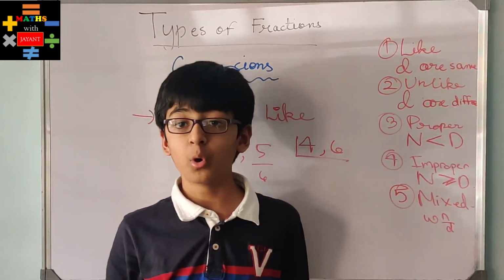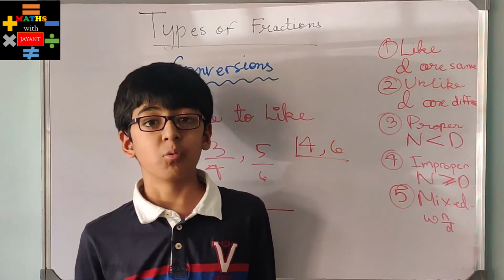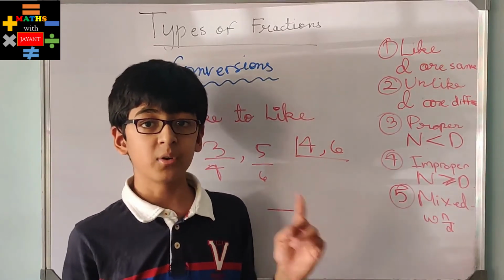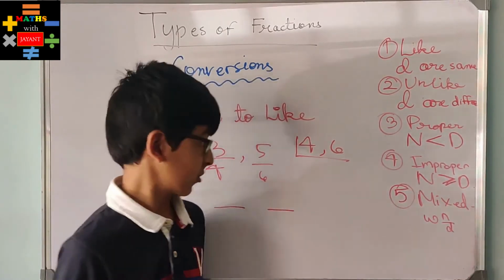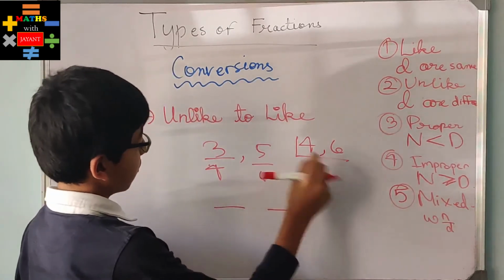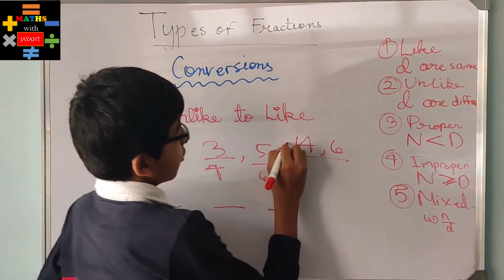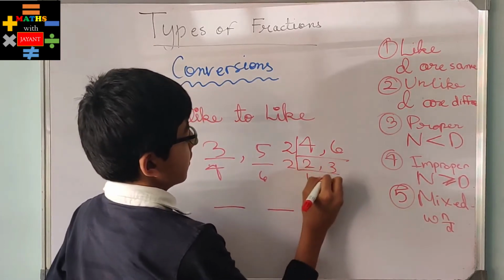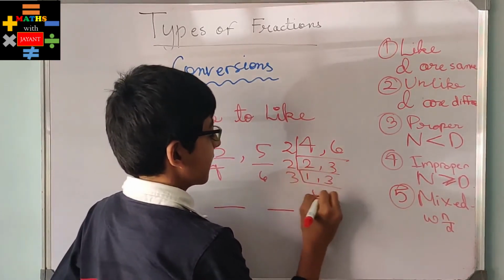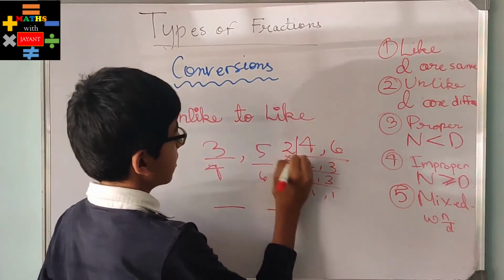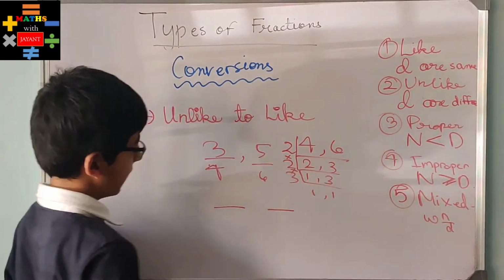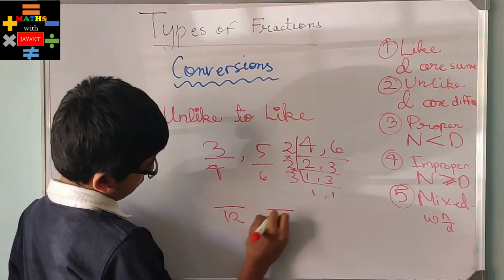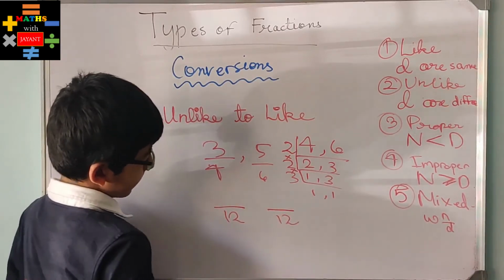And again, if you don't know LCM, you can watch my video on it by clicking on the I icon or the link in the description. So 4 and 6. Like this, if we find the LCM, we are going to get 2 into 2, 4 into 3, 12. So the LCM is 12.